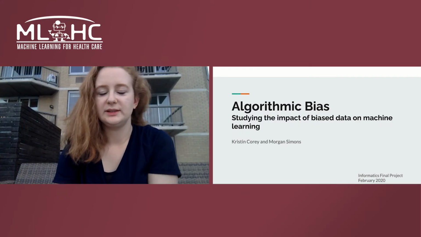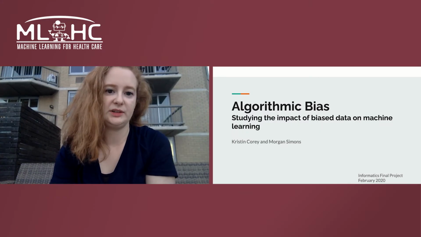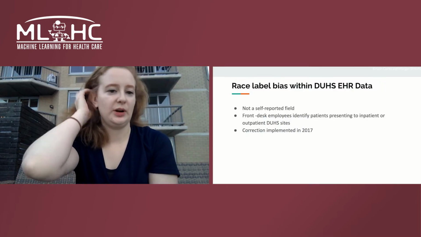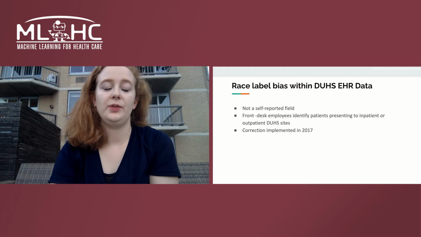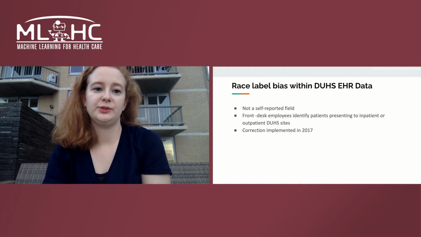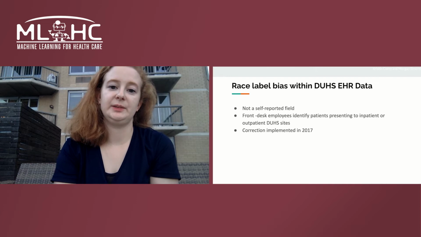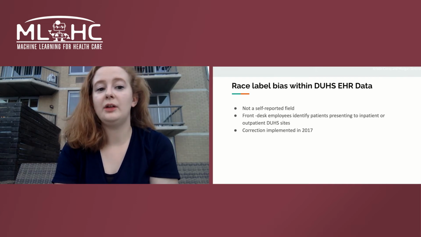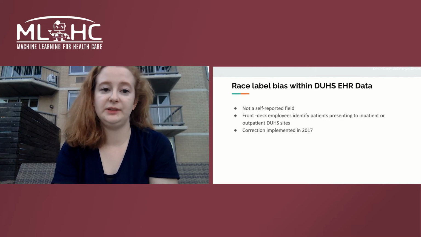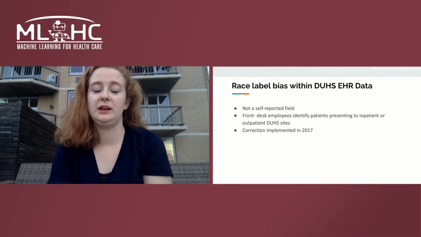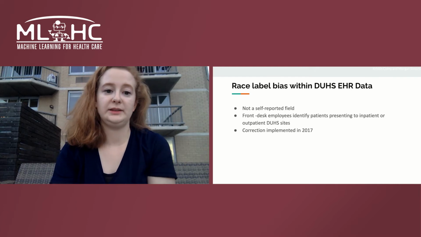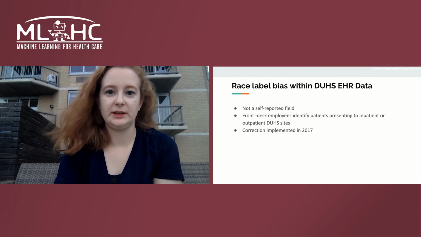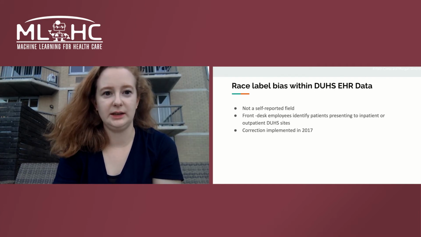Hi, my name is Morgan Simons, and I will be presenting a project on algorithmic bias that I completed with Kristen Corey. Basically, this project was inspired when Kristen and I found out that race labels or race data within the Duke University health system is flawed. So it is not a self-reported or self-identified field. It is rather a field that is assigned by front desk employees looking at patients and perceiving their race. This was a problem that was recognized in 2017 within the system and is now being slowly corrected.